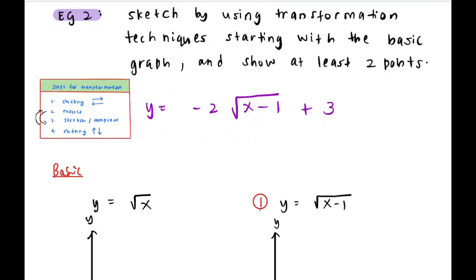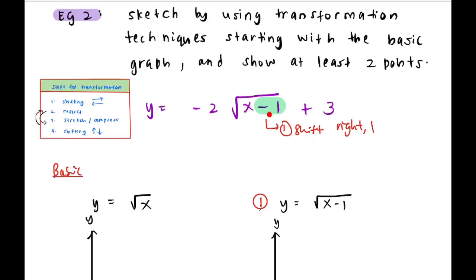So you can see that the basic graph is y equal to square root of x. Later on, we'll draw the basic graph here. And then let's find all of the transformation happening here. So first of all, do you have any shift right or left? You see you have minus 1 inside. So you know that this is the first transformation, which is shift right, comma 1.